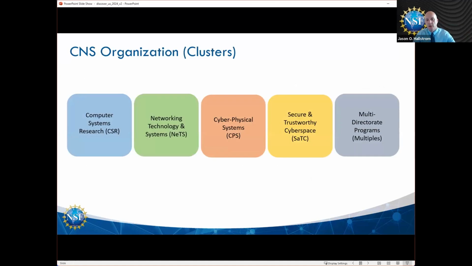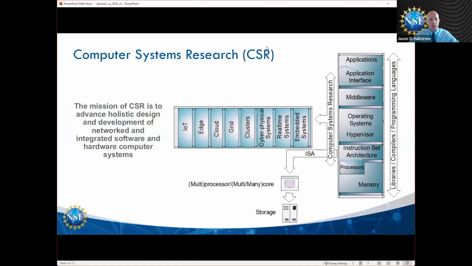CNS is organized along 5 primary areas. We refer to these as clusters, and I'm going to go through very quickly each of the 5 clusters within CNS. Again, the idea here is to help everyone understand the broad space of play that could be brought to bear in projects supported through this initiative.